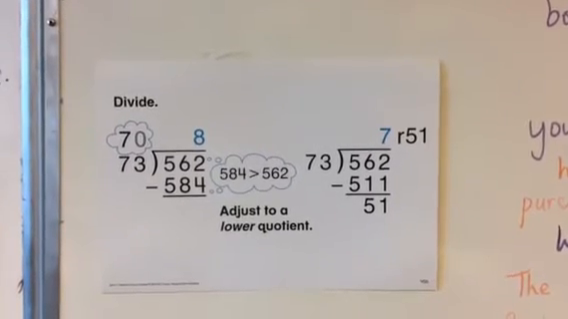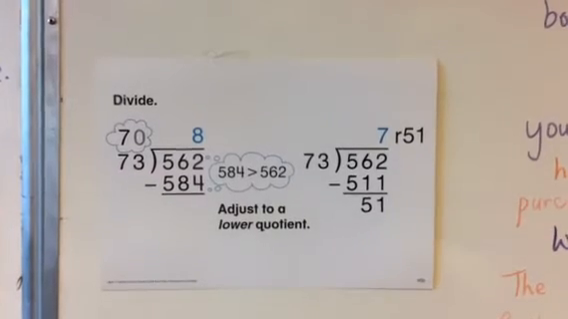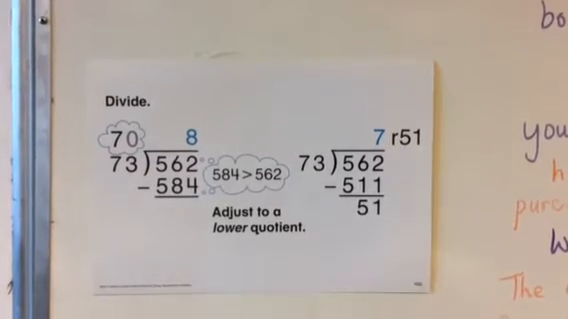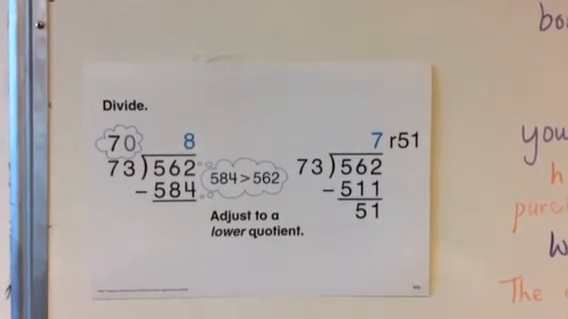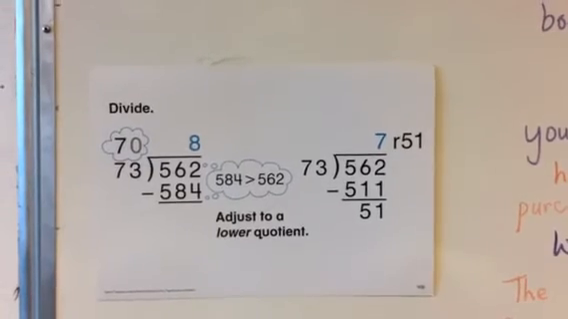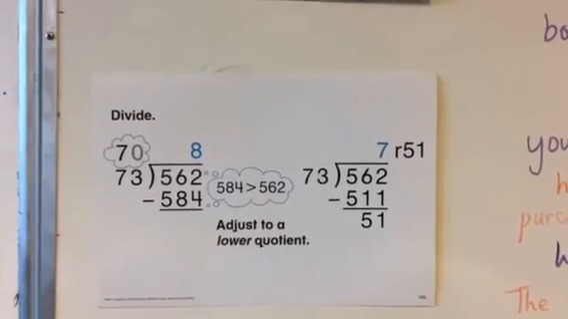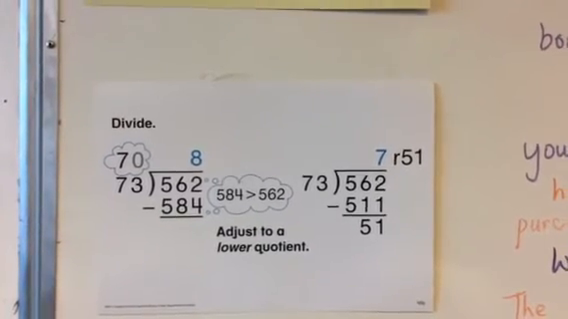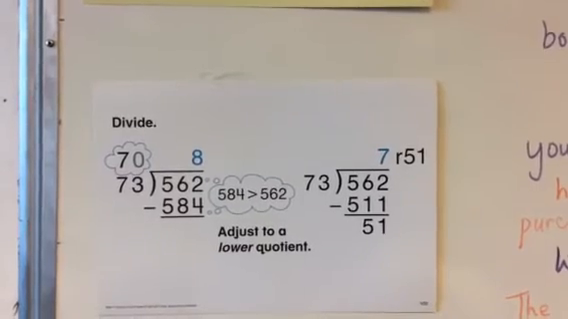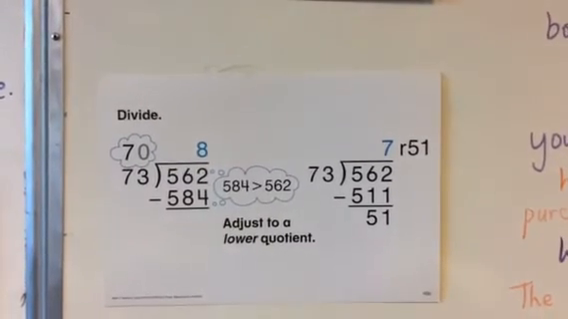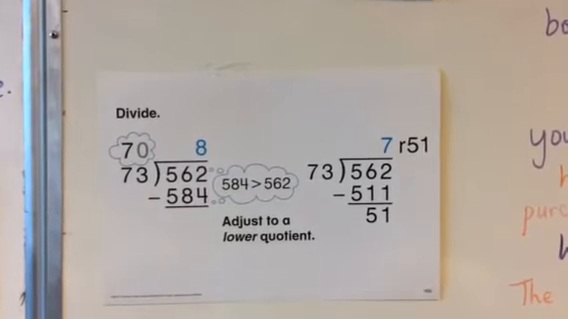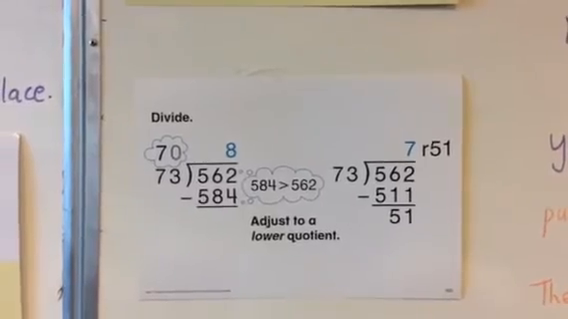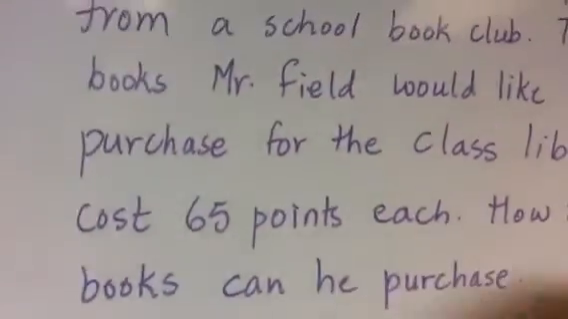So then I have to adjust to a lower quotient. Instead of using 8, I'm going to use 7. What is 7 times 73? I got 511. So 562 minus 511. 2 minus 1 is 1. 6 minus 1 is 5. So the answer is 7, remainder 51. So you have to learn to adjust a rounded divisor if it's giving you a higher product. Okay, so remember this.